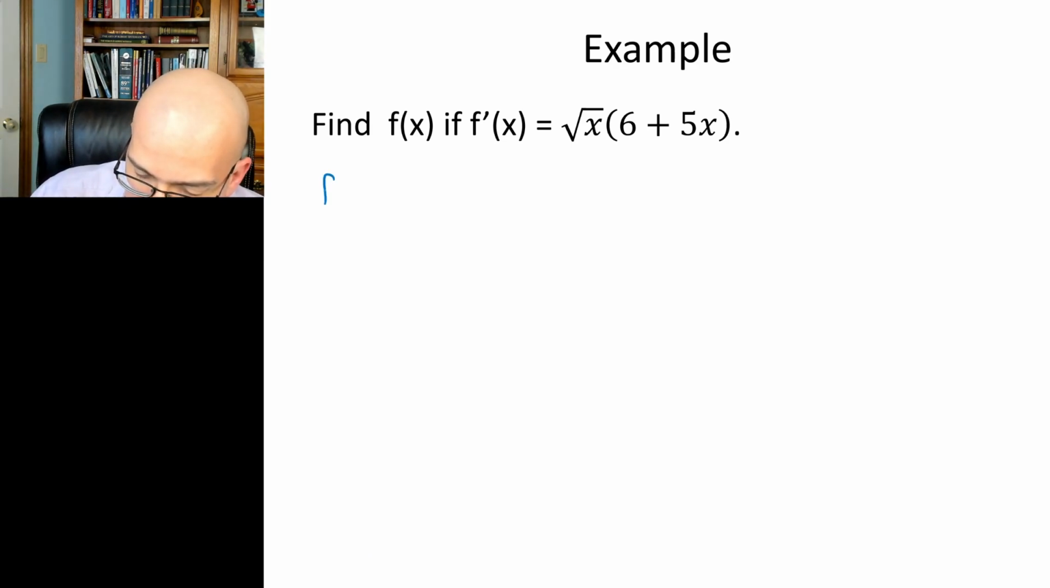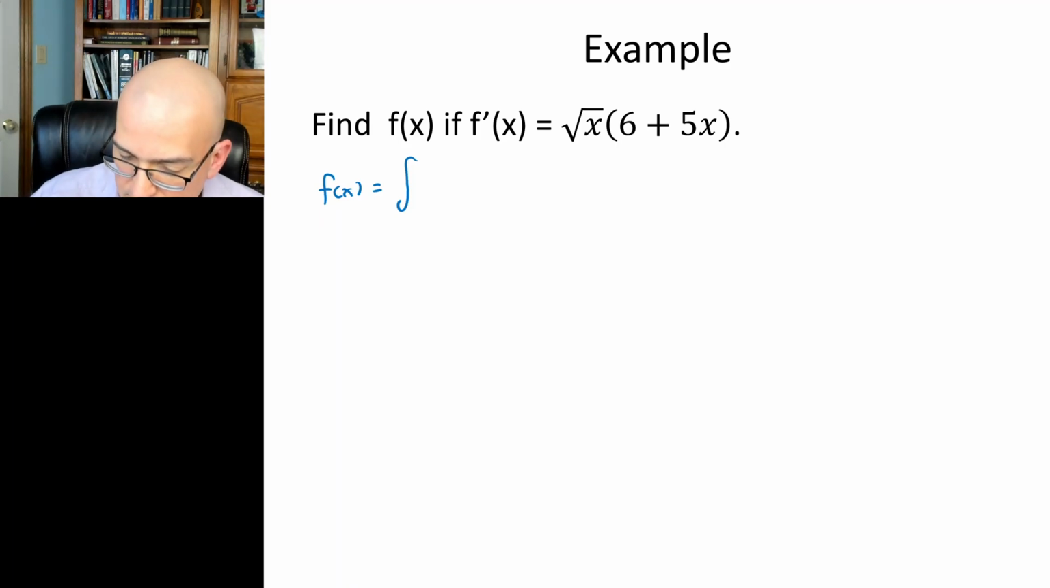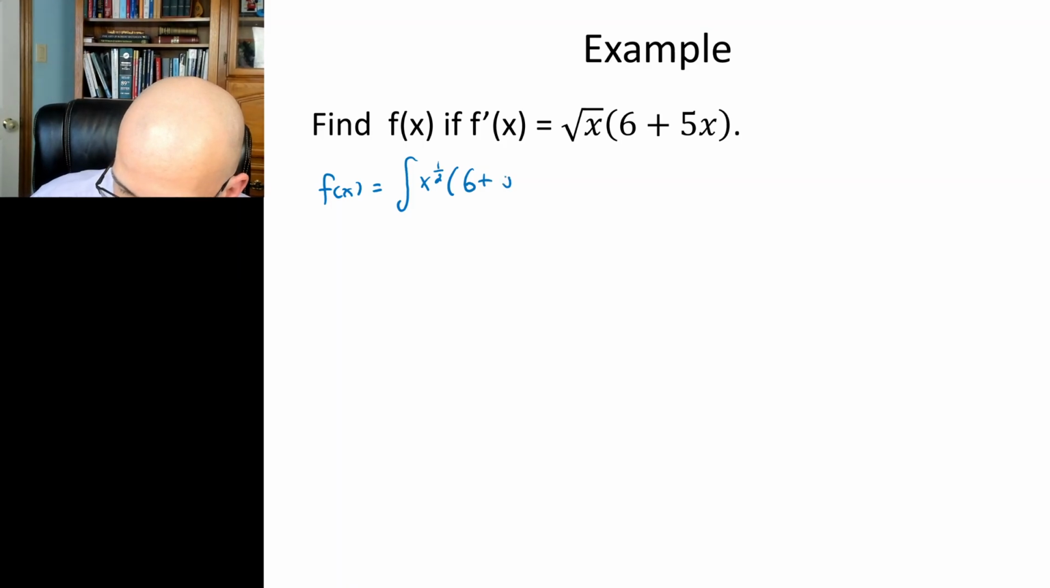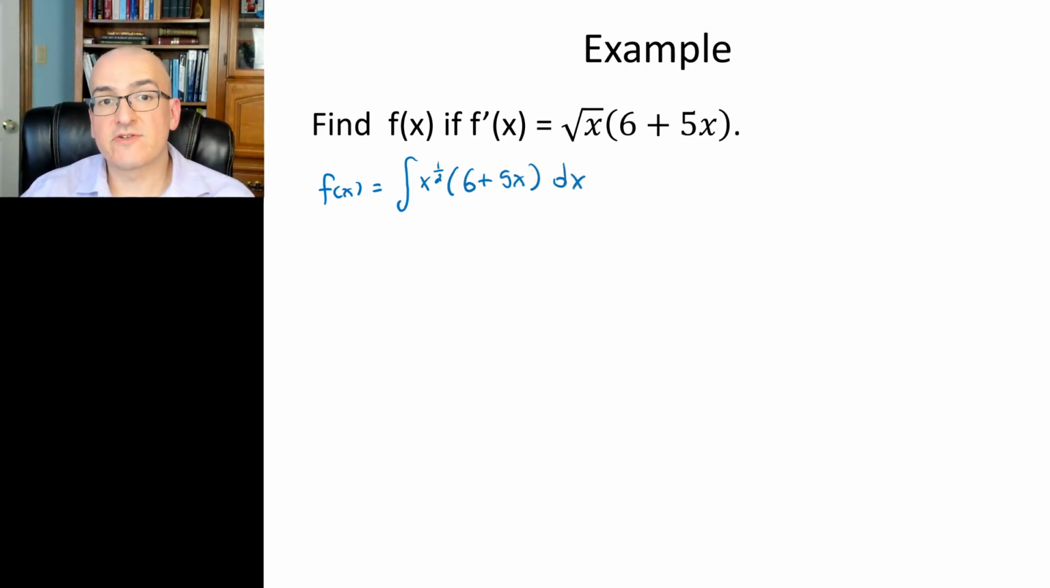So I'm going to write down the answer, f of x is equal to the integral of square root of x, so x to the power 1/2 times 6 plus 5x. I'm going to put the dx there just to indicate that I'm taking the antiderivative with respect to the x variable. I need to do that. It's not something you can skip.